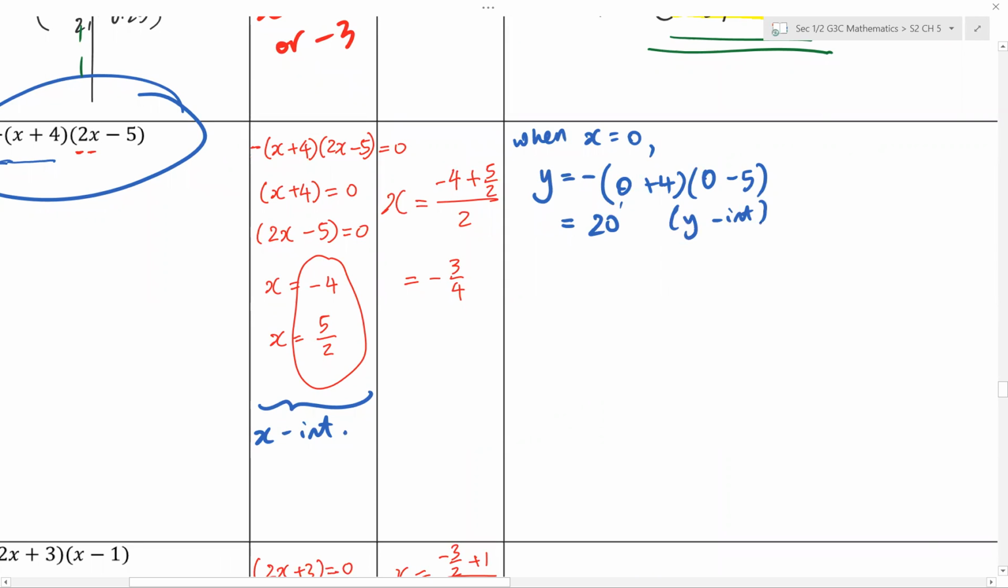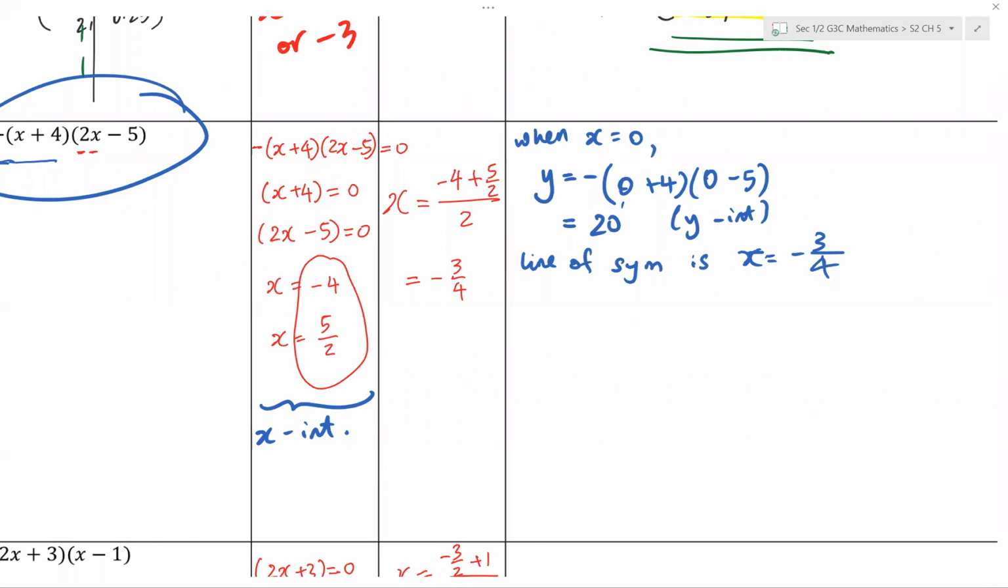What did they say next? We need our line of symmetry. Line of symmetry is x equals -3/4. We need to write x equals. You cannot just write -3/4. The final portion is our turning point. You can write turning point here, but rather we be more specific. Is it a maximum or minimum point?